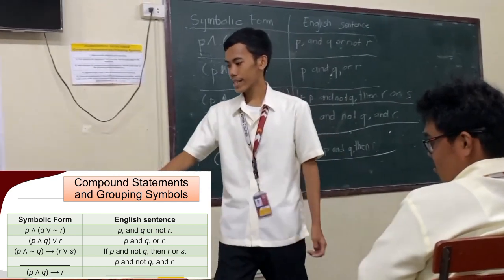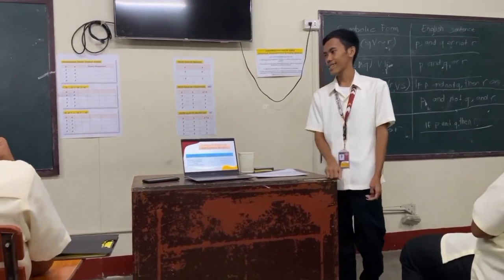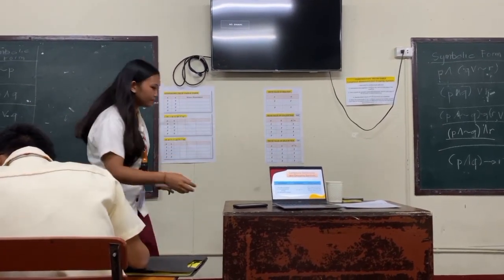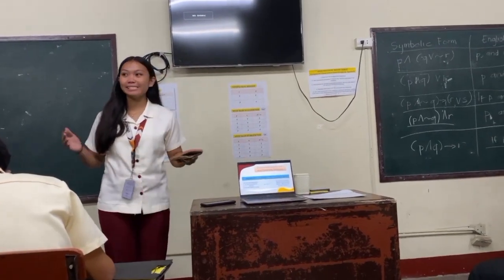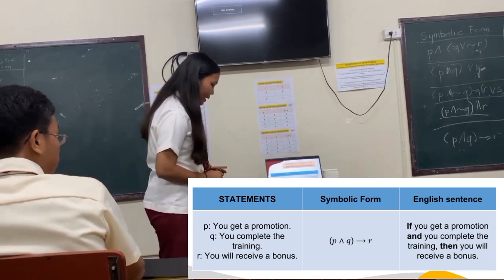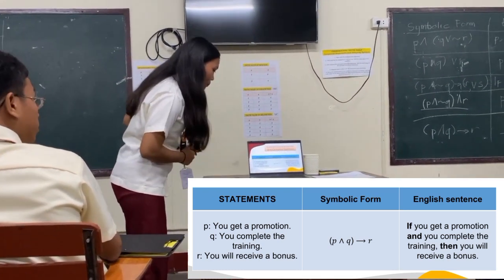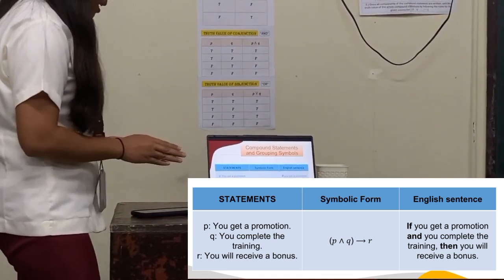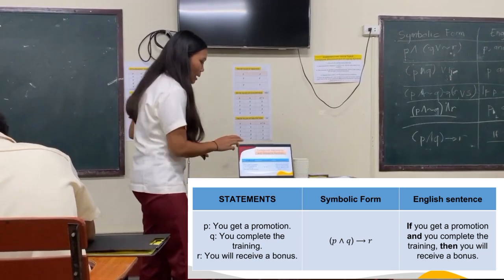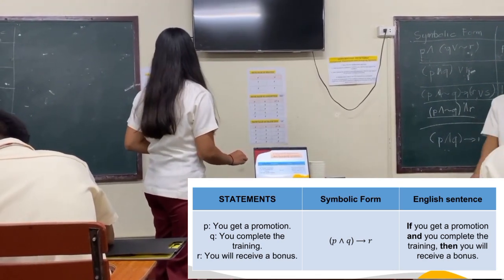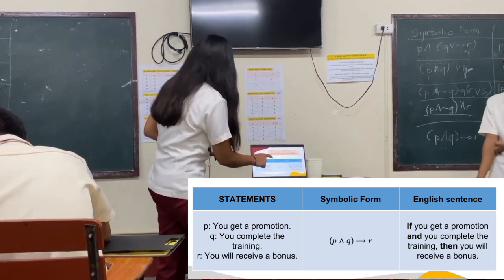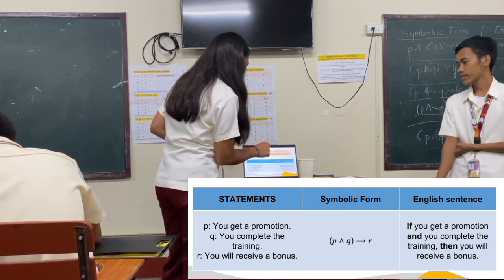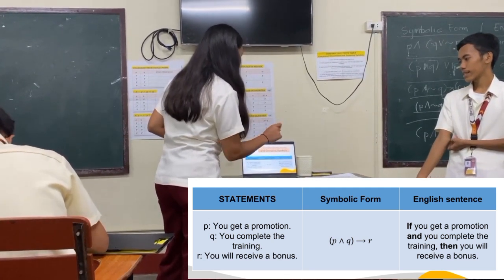So that part clear? Now we're going to proceed to compound statements and grouping symbols in problems. As you can see sa picture, yung statement P, to get a promotion, Q, to complete the training, and R, you will receive a bonus. Yung symbolic form na, open and close parentheses, P and Q, then R.